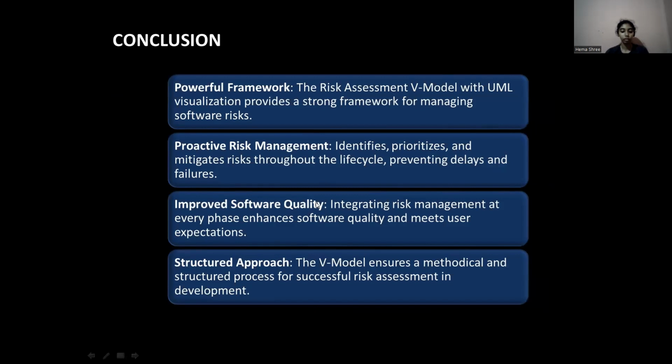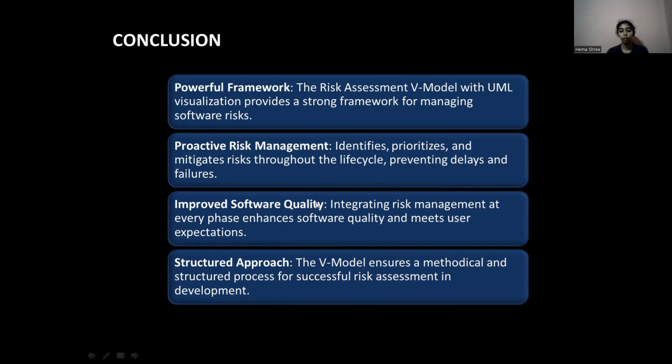In conclusion, the risk assessment V model in combination with UML utilization techniques provides a powerful framework for managing risk in software development. By identifying, prioritizing, and mitigating risks throughout the development lifecycle, this model ensures the risks are addressed and reduces the chance of project delay.